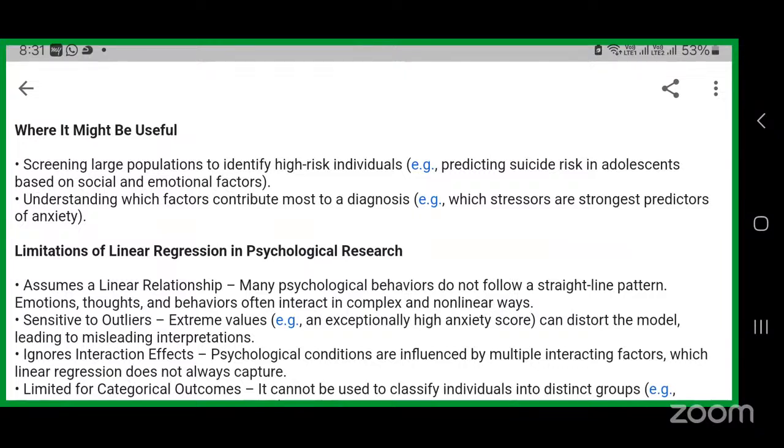And using logistic regression, you have to consider some of the limitations. First one, assumes a linear relationship. Many psychological behaviors do not follow a straight line pattern, like emotion, thought, and behavior. They often interact in complex and nonlinear ways. Second one, sensitive to outliers. Extreme values can distort the model, leading to misleading interpretation.